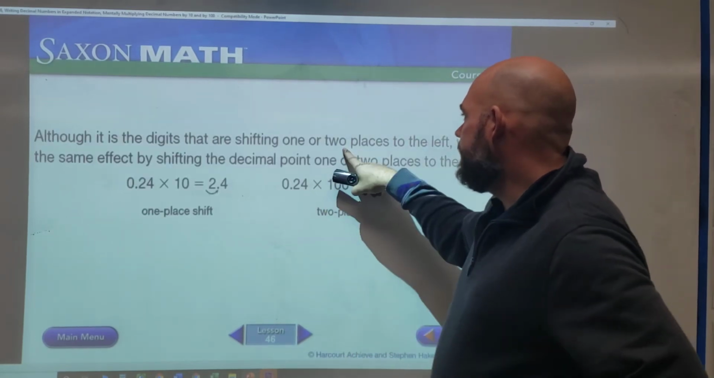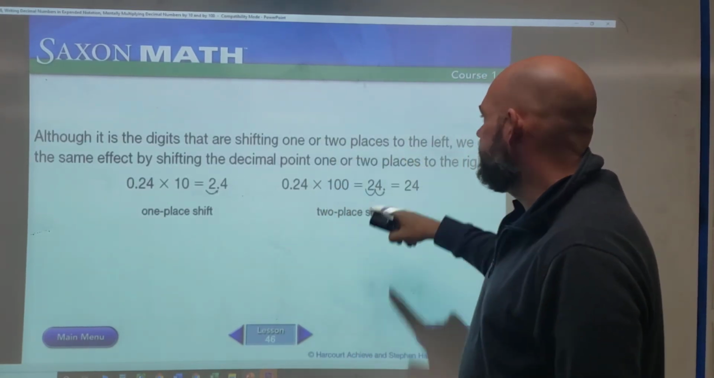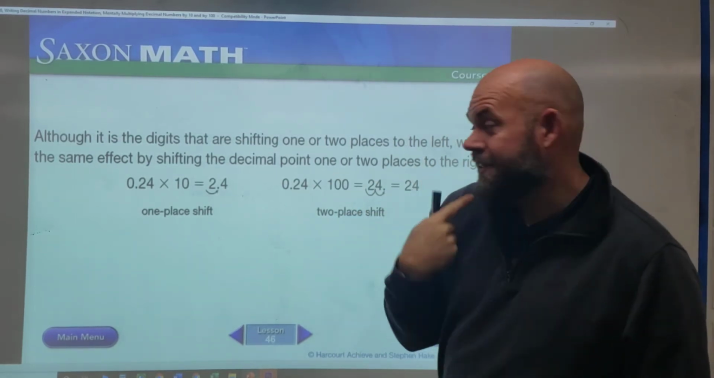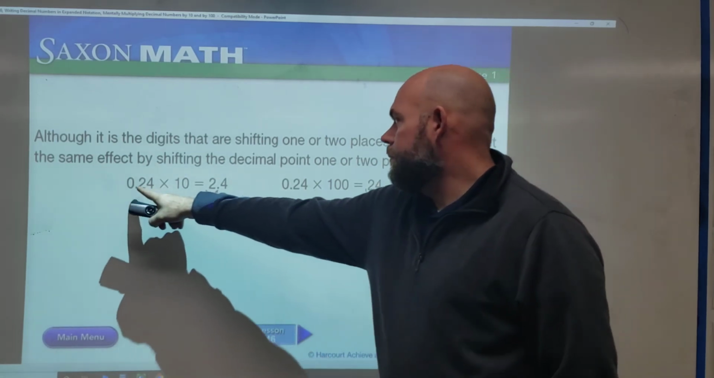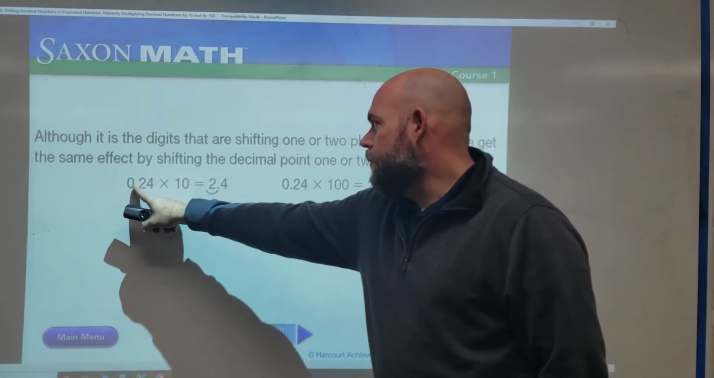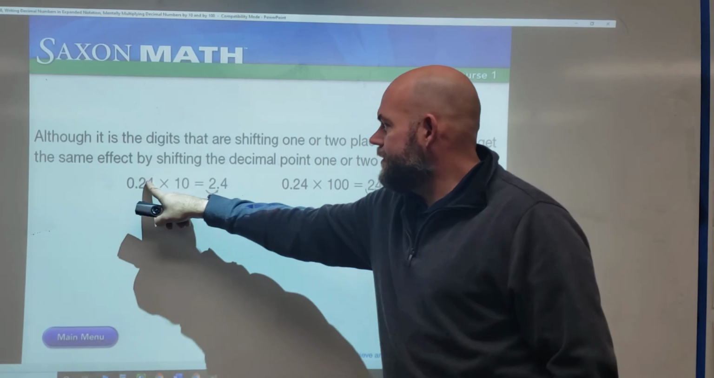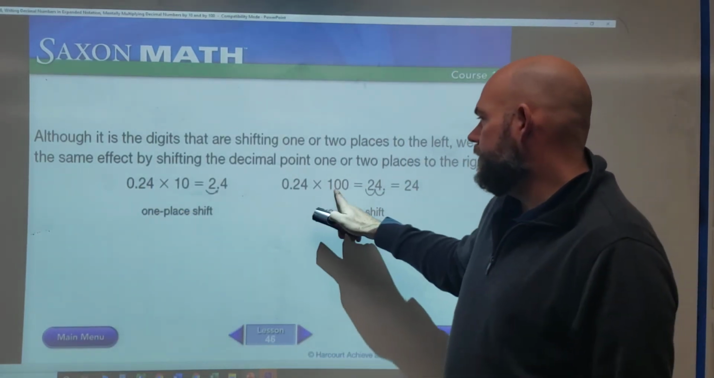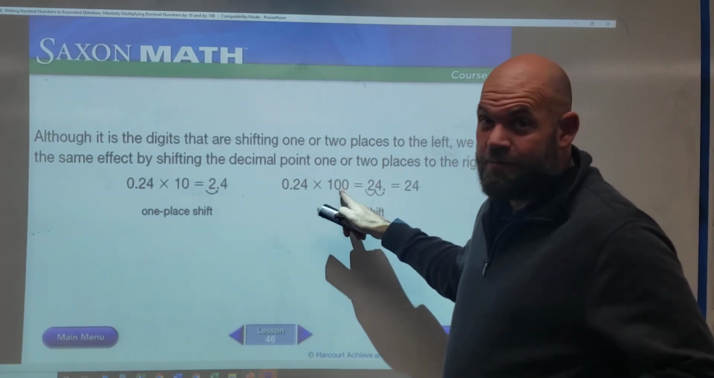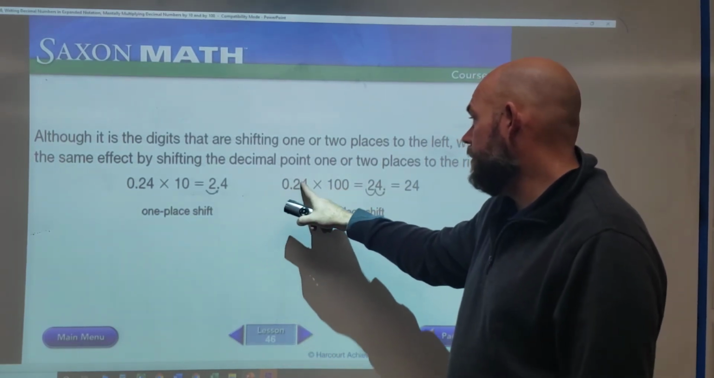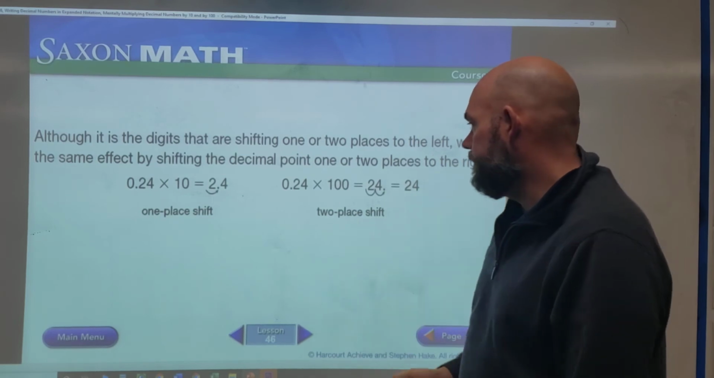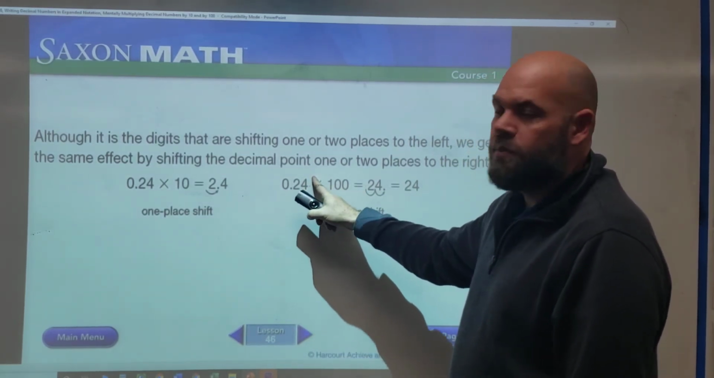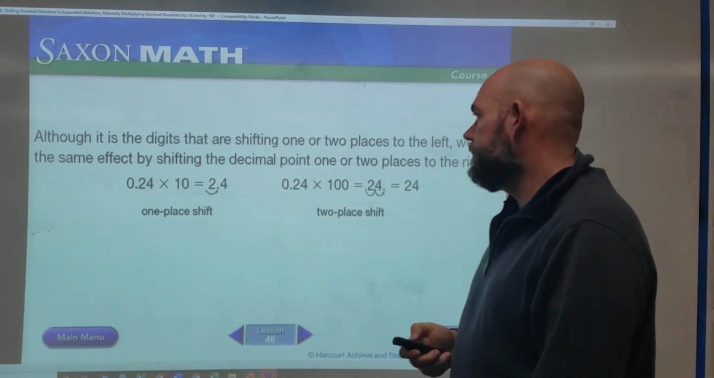All right, so although the digits are shifting 1 or 2 places to the left, we get the same effect by moving the decimal point to the right, so that's what I was thinking earlier. So with 0.24, if we multiply it by 10, we're shifting the digits that way and the decimal this way, so it's going to go 2.4. All right. With a 2-point shift, if we're multiplying by 2 zeros, that's just moving 2 places. 1, 2. Now we have 24. And if we did it by 3 zeros and there's nothing there, then we just add a 0, so it'd be 240.